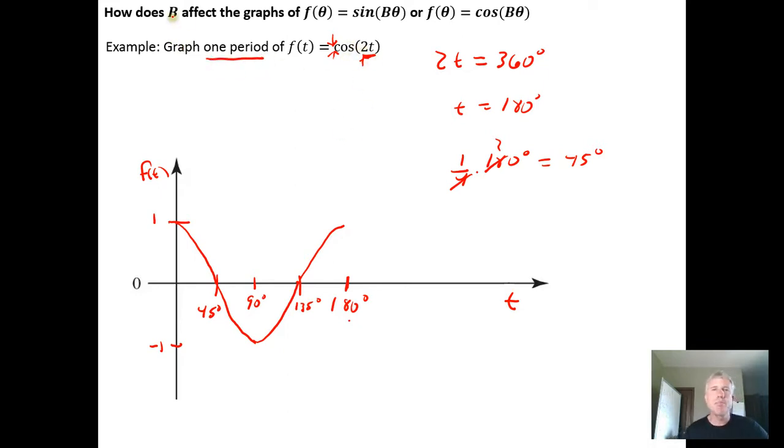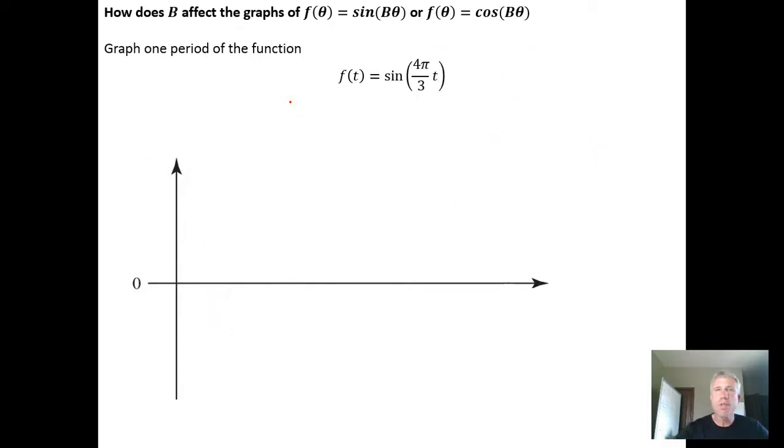We'll do one more example with the sine. So something that looks a little more complicated but really isn't. We have a multiplier on the input variable, which is going to cause a horizontal stretch or compression of our function. We don't have anything being multiplied on the outside of the sine function, so the amplitude is still going to go from -1 to 1.